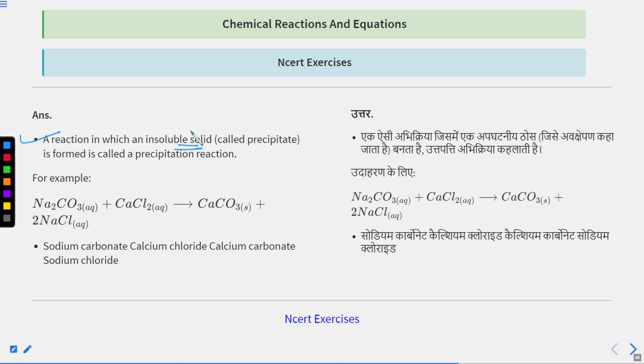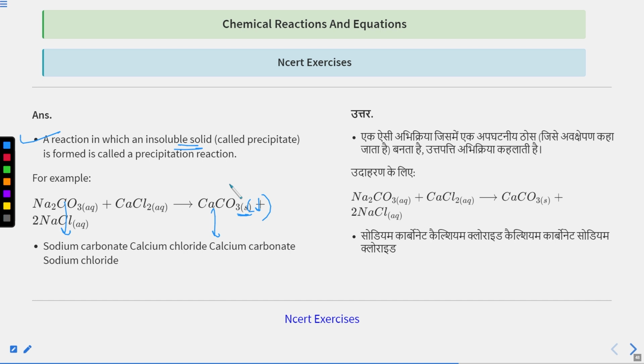For example, Na2CO3, sodium carbonate, reacting with calcium chloride. So you will get calcium carbonate, which is CaCO3 solid. You can also represent this precipitate CaCO3 just by putting a down arrow. I hope you got the answer.